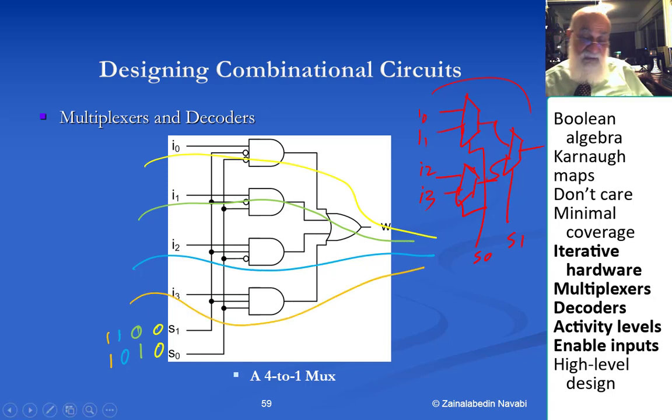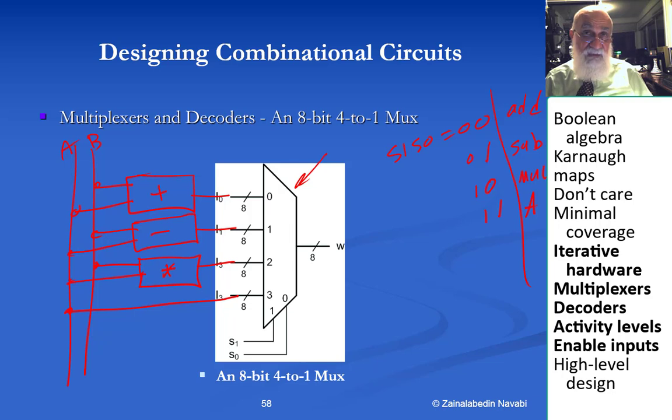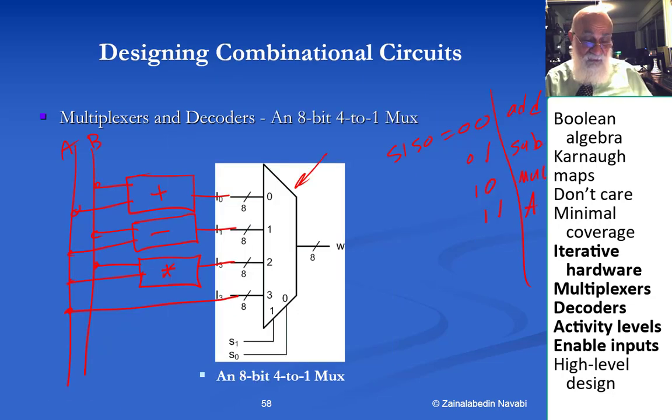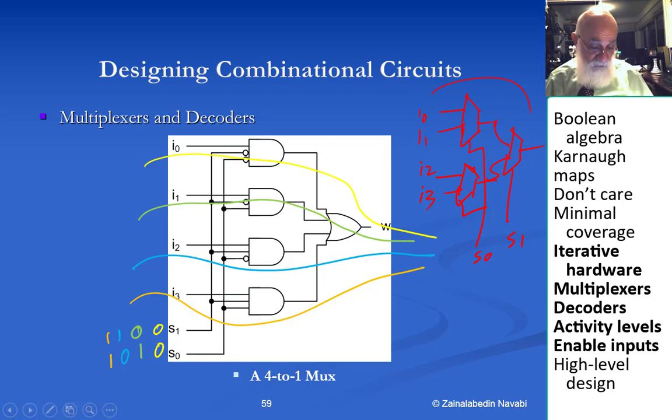Okay, the same exact thing as this circuit I'm showing on the upper right hand side, which we have already discussed. This is a 4-to-1 multiplexer. This is an 8-bit 4-to-1 multiplexer. All this circuit is 8 of these circuits on top of each other. We can build this using 8 of these put on top of each other.